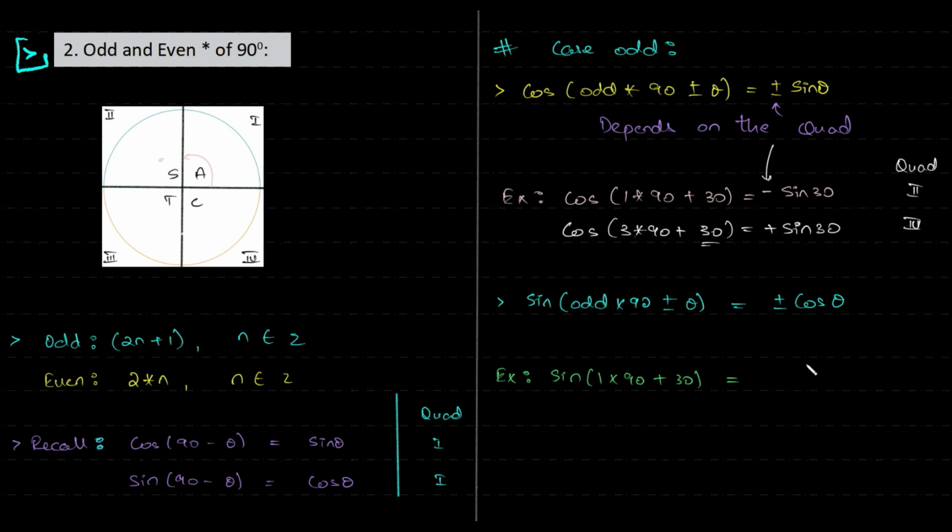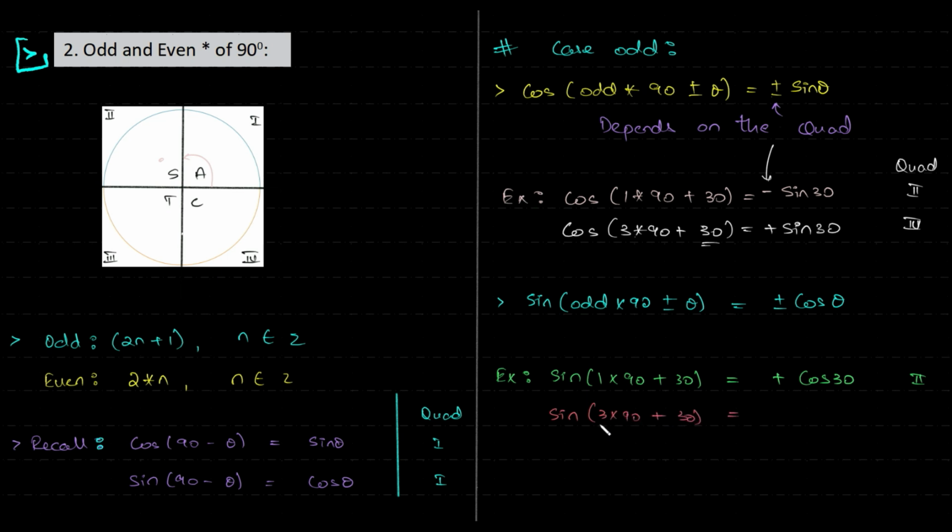First thing is it's an odd multiple, so I have to take up cos, and theta over here is 30. 1 into 90 is we are on the positive y-axis, plus 30 is we are in second quadrant. In second quadrant, sine is positive. So we are in second quadrant, so sine is positive. Agree?